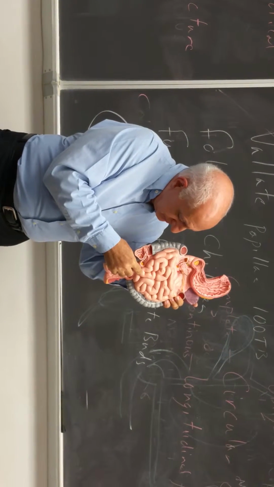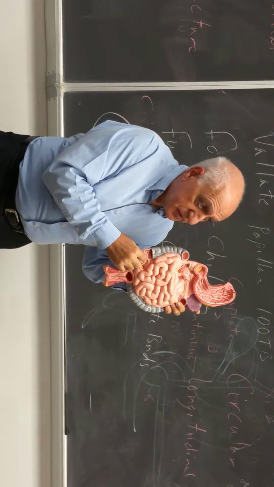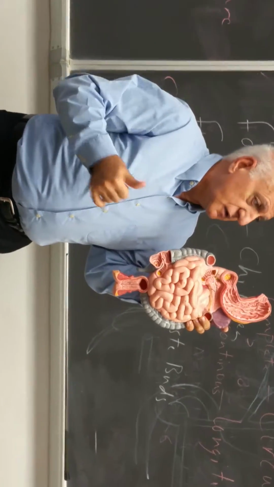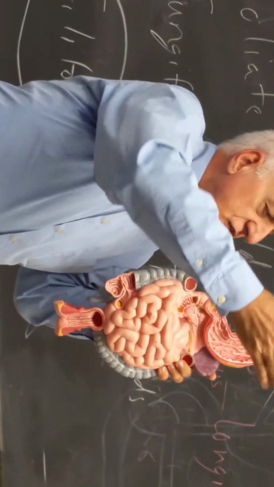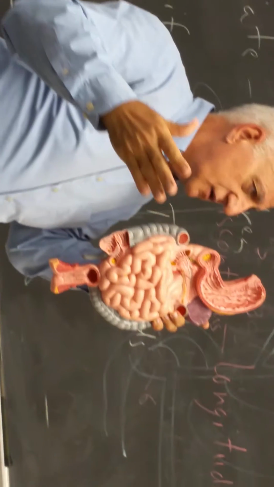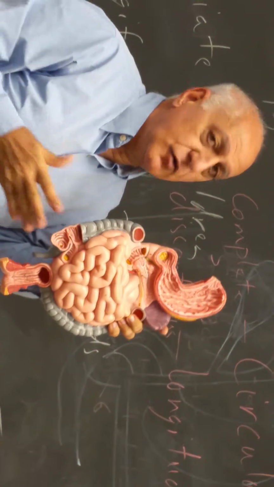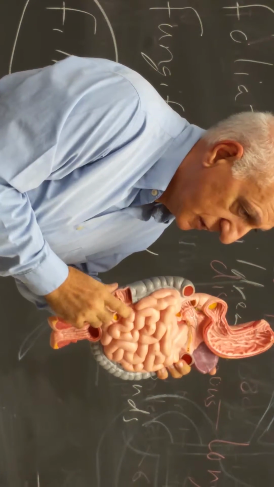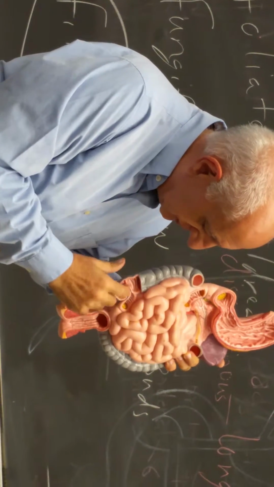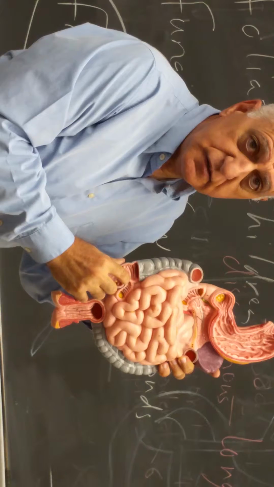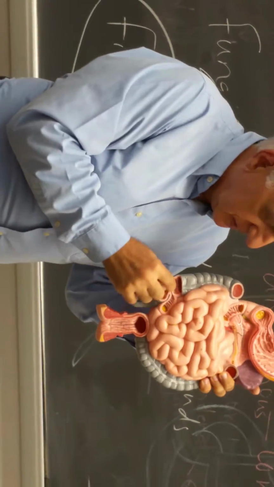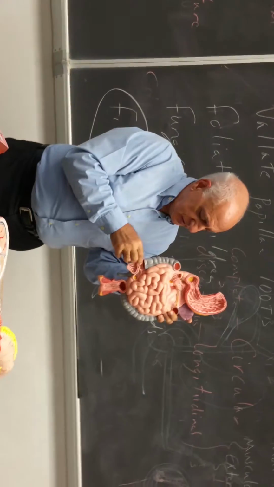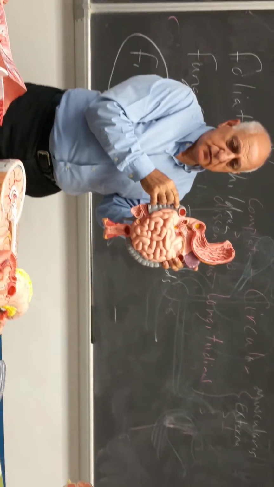So what do you call this? It's a sphincter. Ileocecal sphincter or ileocecal valve, they call it, yes. So that's the ileocecal valve or sphincter. It's between the ileum and cecum. So cecum is the first part of the large intestine, then ascending colon.